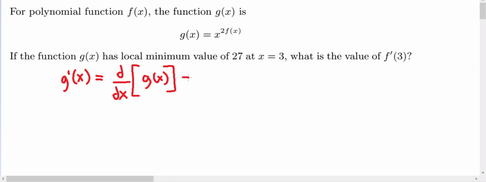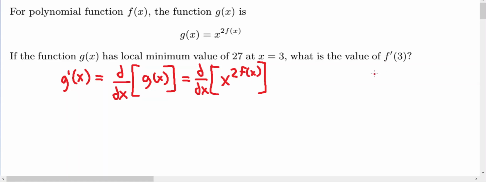And so this is equal to d/dx operating on whatever g(x) is defined to be. So let's just grab this, x raised to the 2f(x). Now by itself, this is kind of an unusual derivative because we're used to having just powers up here, or polynomials or trig or logarithms or exponents. But here we've got an unknown function f(x), and we're asked to find f' at 3.